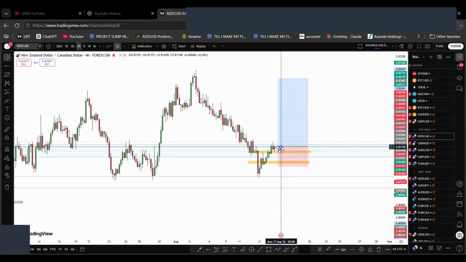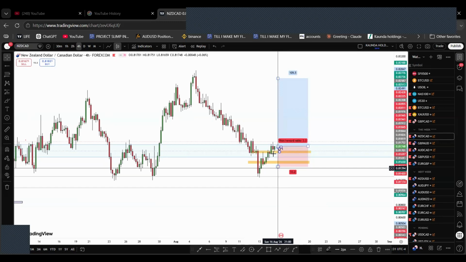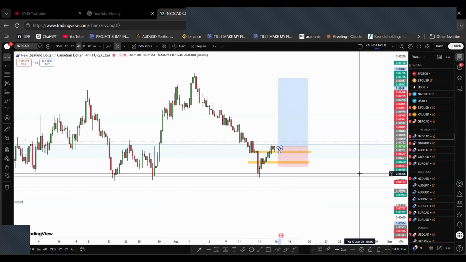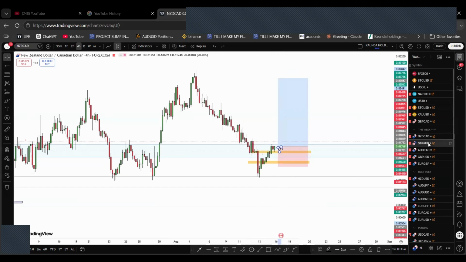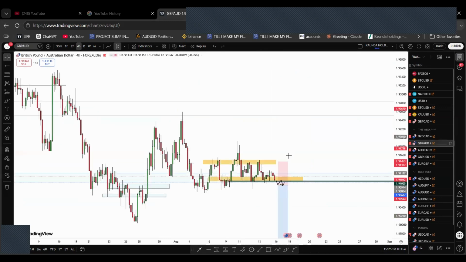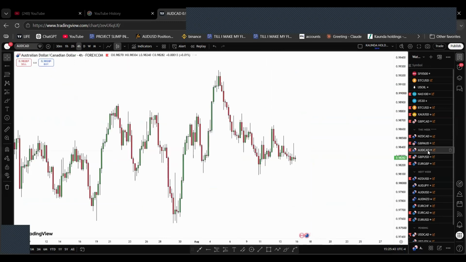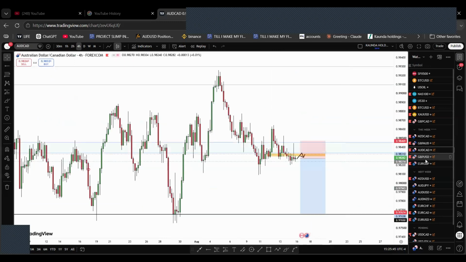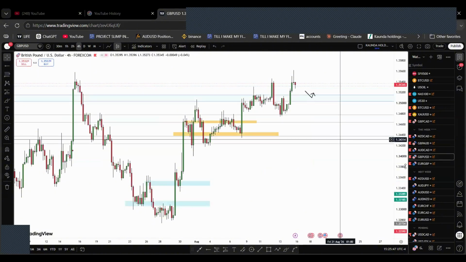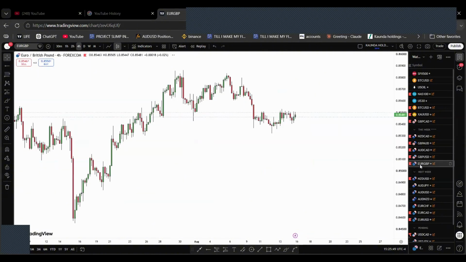Other than that, we can consider this as a buy. So I think I'll buy this. I'll also be selling this. I'll also be looking for a USDCAD sell, GBPUSD buys, and EURGBP sells.